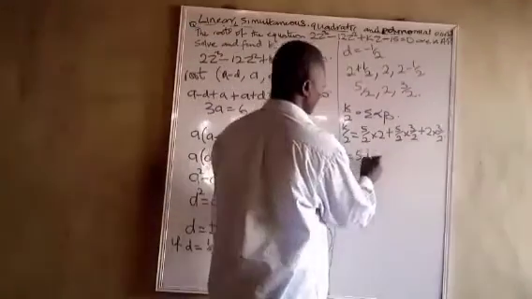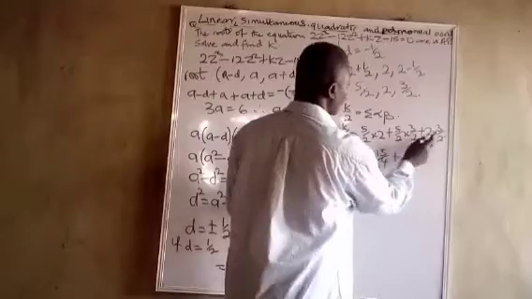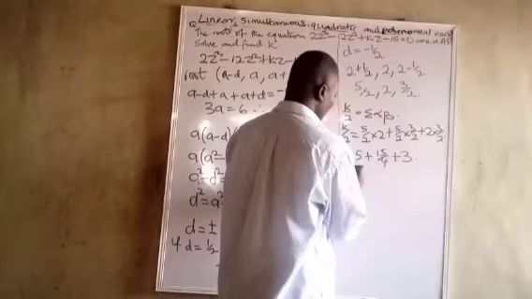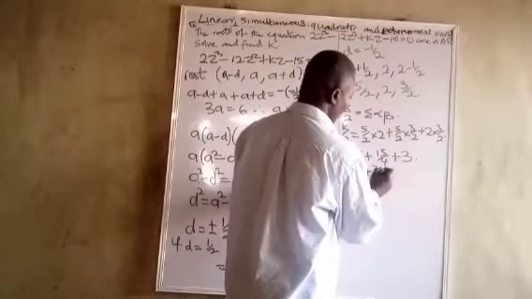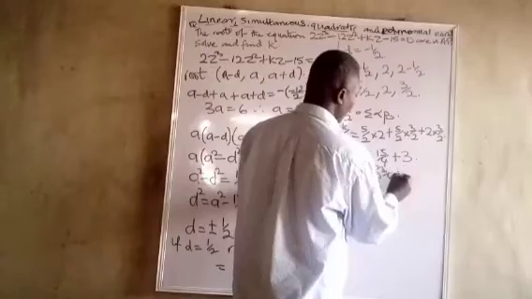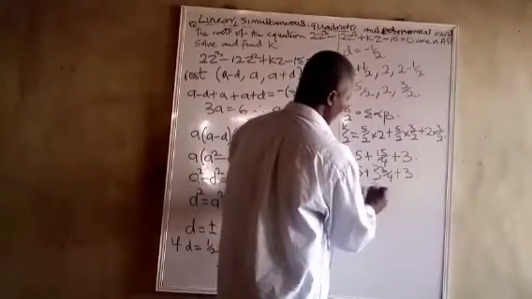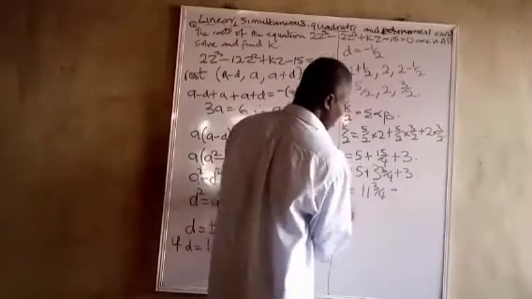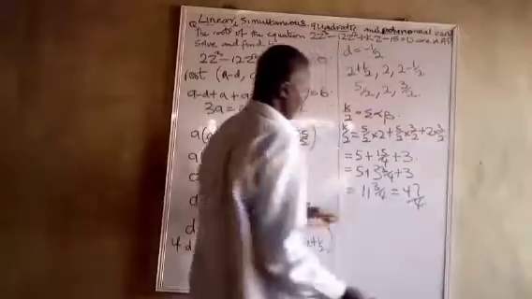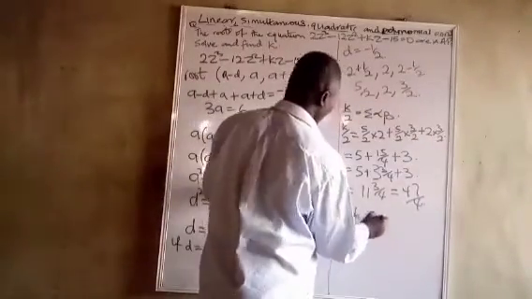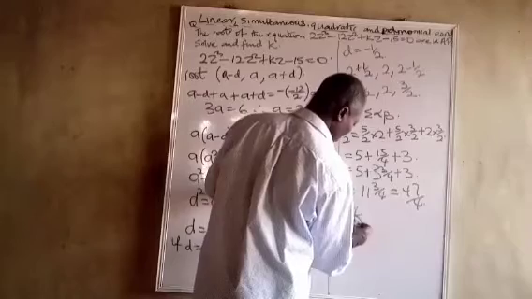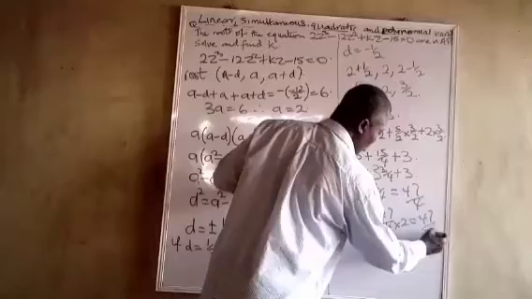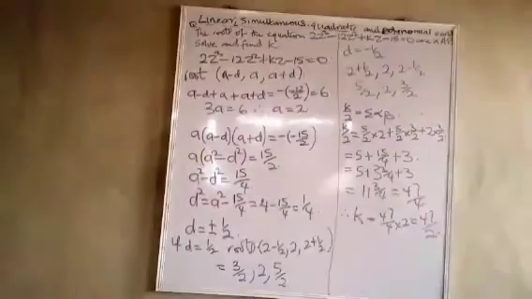This is going to be 5 plus 15 over 4 plus 3. And I can also express this one as 3 and 3 quarter, so it will be 5 plus 3 over 4 plus 3, which is 11 3 over 4. Okay, let me make it like this. This one is equal to 47 over 4. Therefore, k over 2 is 47 over 4, so k is equal to 47 over 4 times 2, which is 47 over 2. That is k. K is 47 over 2.